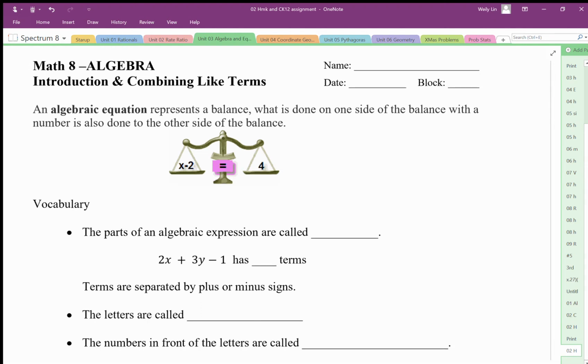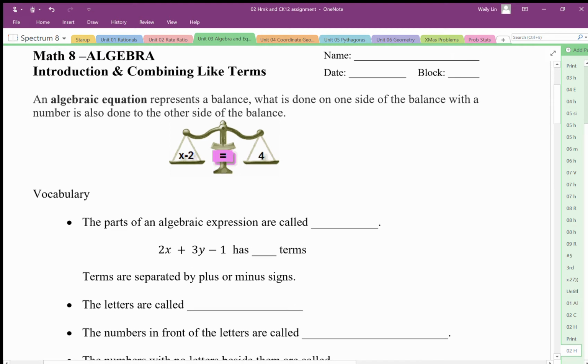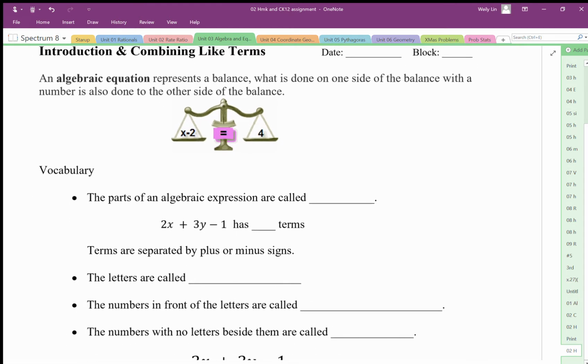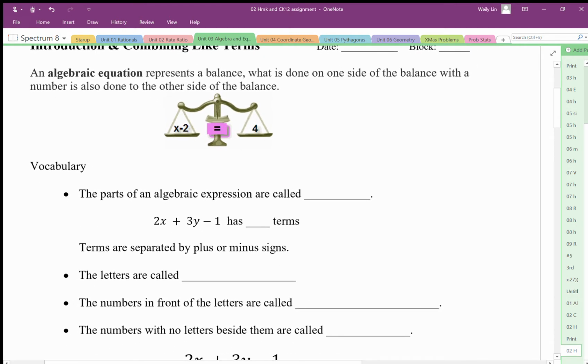So I want to just go over a couple of problems on this homework sheet. I'll go over the vocabulary with this. It says that parts of an algebraic expression are called terms. If we take a look at this expression here, there's going to be one term with an x, one term with a y, and one term without any variables. So it has three terms.